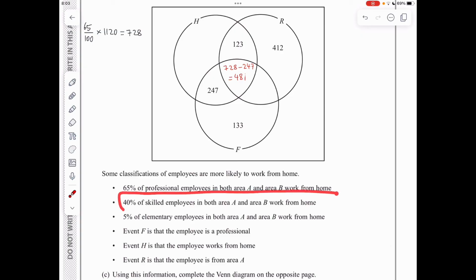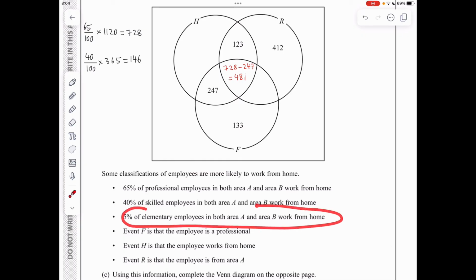We are then told that 40% of skilled employees in both area A and area B work from home. So now 40 over 100 times the total number of skilled employees, which is 365, and this turns out to be 146, and 5% of elementary employees in both areas work from home. So now I'm gonna do 5 over 100 times 340, which is the total number of elementary employees. This gives an answer of 17.